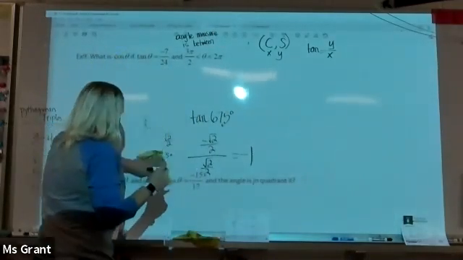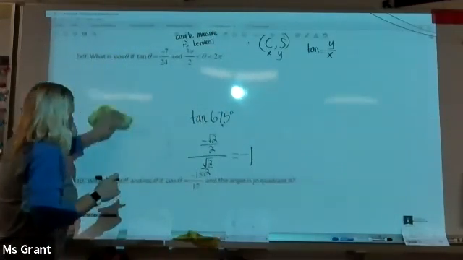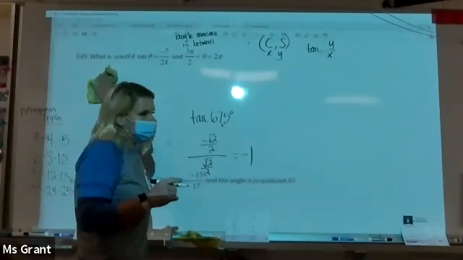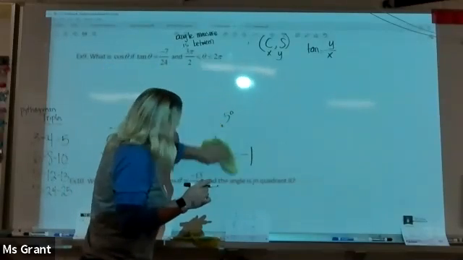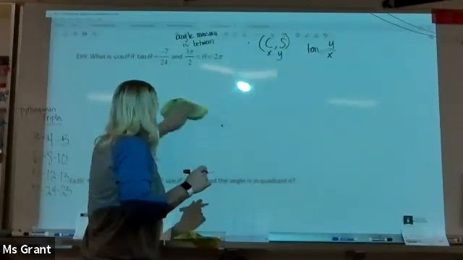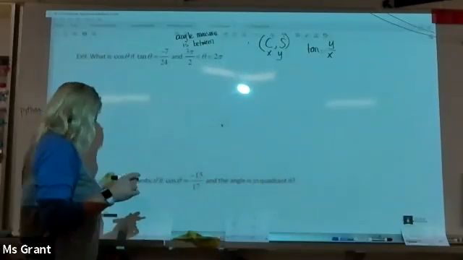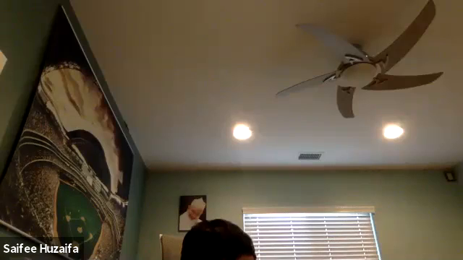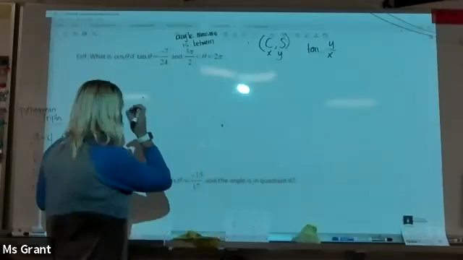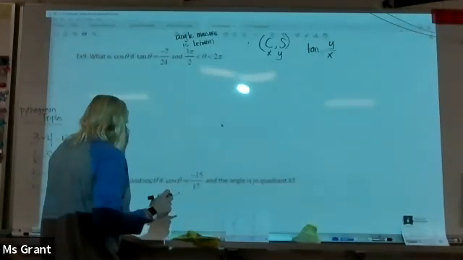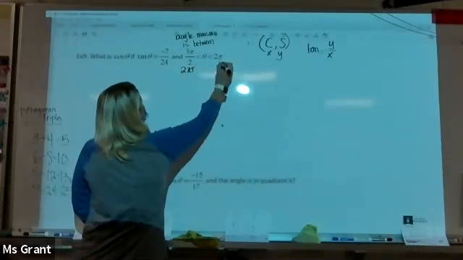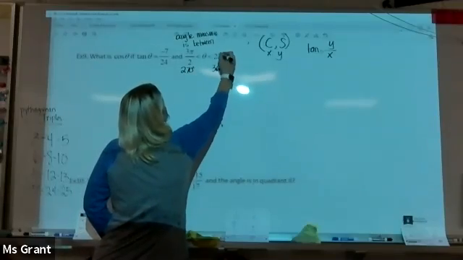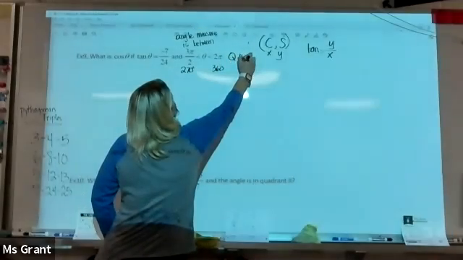Look at your unit circle, between 3 pi over 2 and 2 pi. What quadrant is that? Quadrant 4, because it's in between 270 degrees and 360 degrees. Quadrant 4.